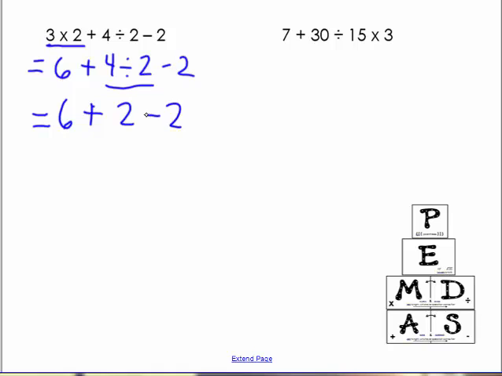Now I have no more multiplying and dividing, so now I move to the next one, adding and subtracting, left to right, whichever comes first. So if I look up here, addition comes first, so I will be drawing a bridge there. Put my equal sign underneath, perform what's on the bridge, so 6 plus 2 is 8, and whatever is not on the bridge falls down to the next level. Now I have subtraction left, so that's what I'm going to do last. Put an equal sign, and 8 minus 2 is 6. There is my answer.